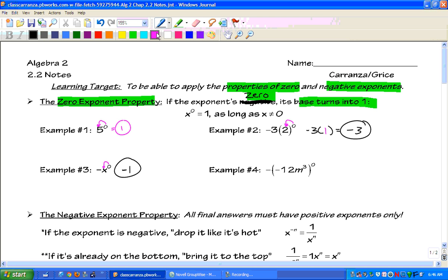All right, and example number 4. If you distribute the 0 to everything, you get negative 12 to the 0. Oh, that should be, and m to the 0, because 3 times 0 is 0. What you're left with is negative 1 and 1, and 1 times 1 gives you 1, and the negative sign stays out there.